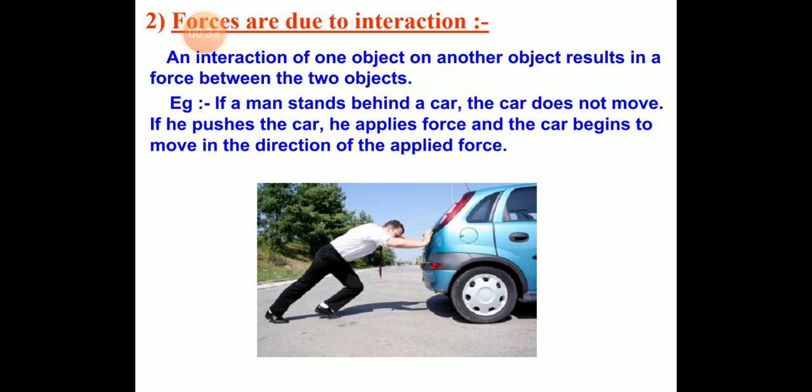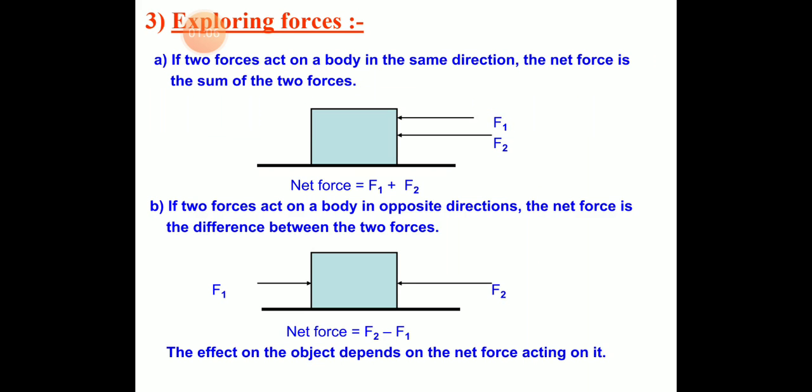Forces are due to interaction. An interaction of one object on another object results in a force between the two objects. For example, a man stands behind a car. The car does not move. If he pushes the car, he applies force, and the car begins to move in the direction of the applied force. So we can say that force is only possible when two objects are interacting with each other, but this is not happening every time.